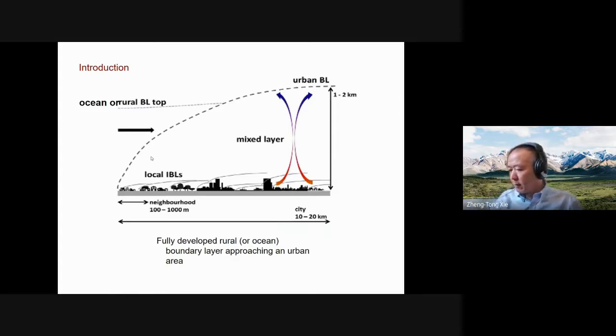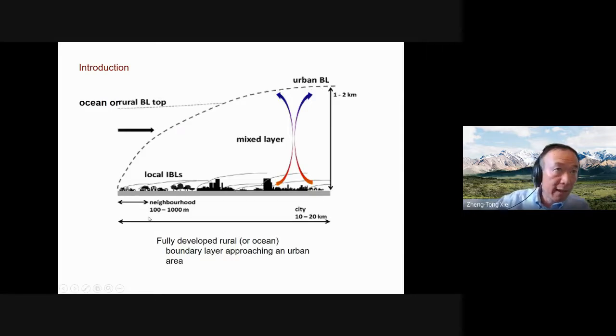So okay, what is a boundary layer? Sorry, this is a bit overlapped. Assume this is a city like Victoria or London, and you have an approaching boundary layer, which can be ocean or a rural boundary layer, right? When you are approaching the edge of the city, you generate the internal boundary layer here. You call it the urban boundary layer here, right?